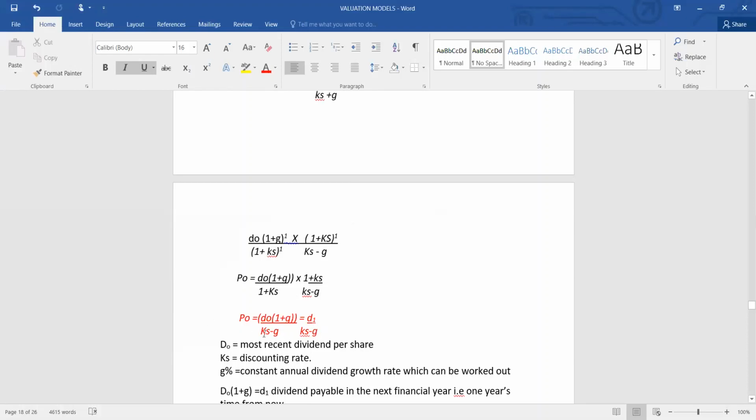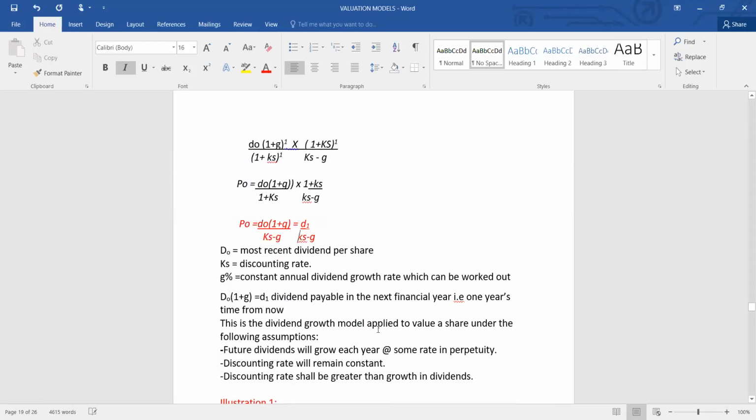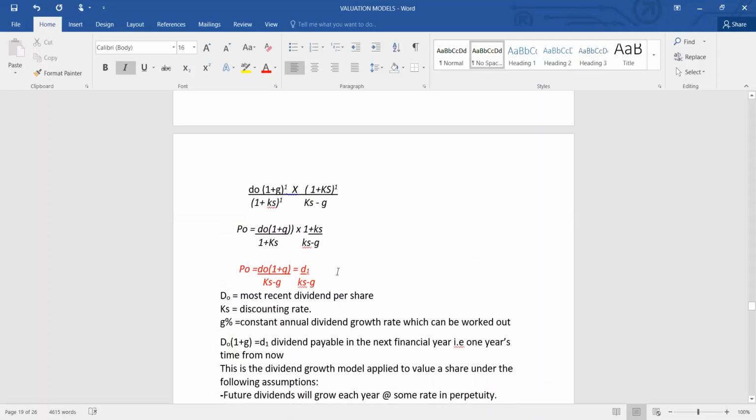This is the model which we have here. What's important is the model. I don't think we shall ask you to derive the model, but it's good to know how it comes. The one you are seeing in red is the dividend growth model. D naught is the current dividend. G is the constant annual dividend growth rate. D naught 1 plus G is D1, the dividend payable in a year's time. KS percent, G percent. So that's the model that is used to value a share. P naught is the price of a share.